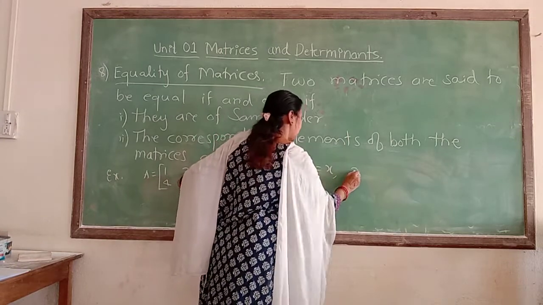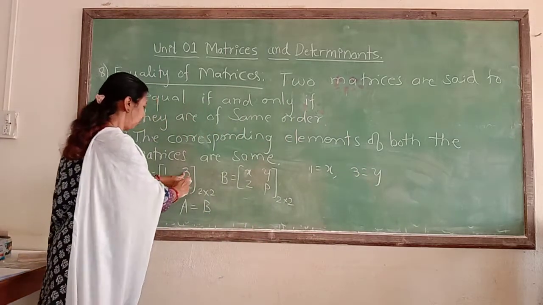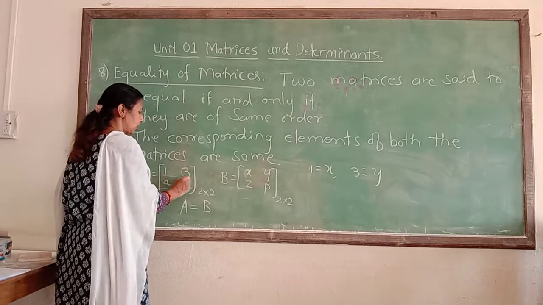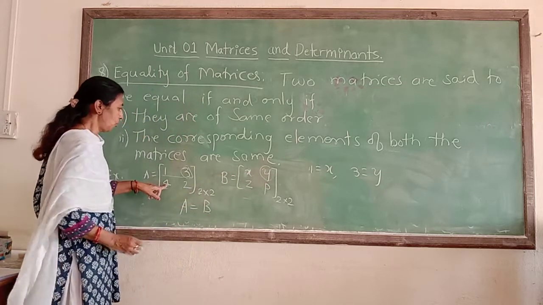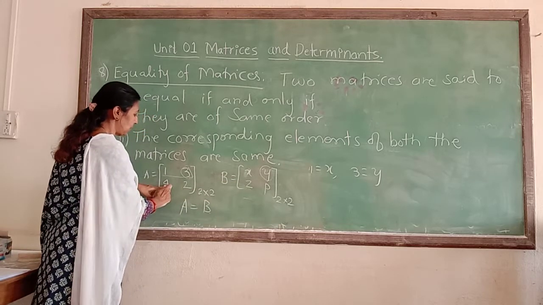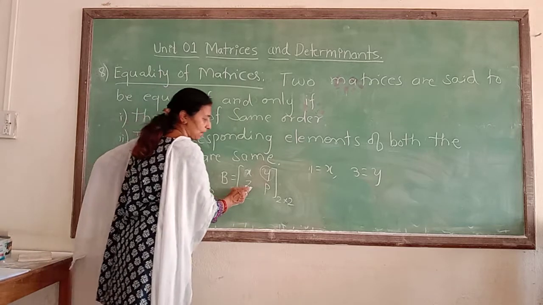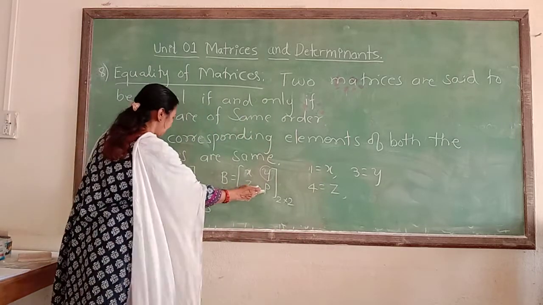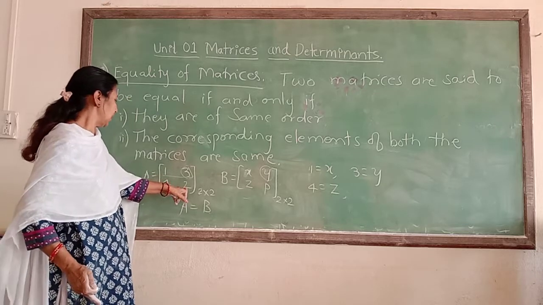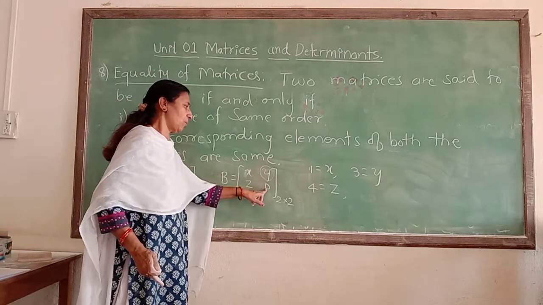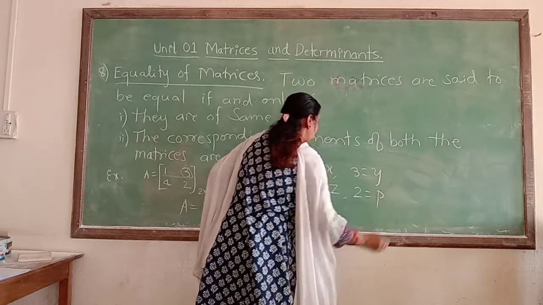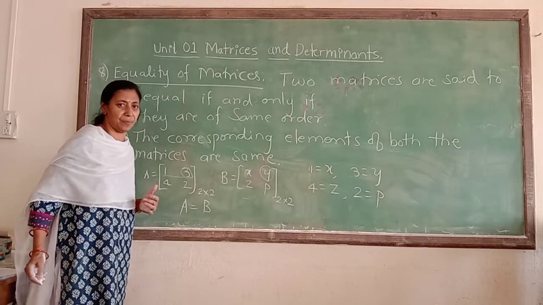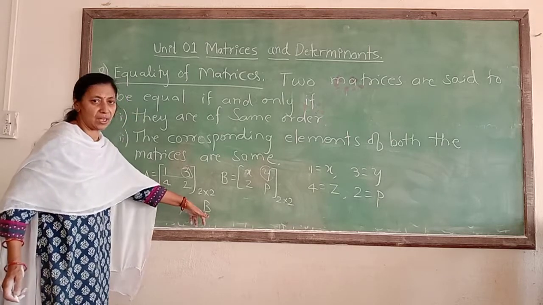Similarly, the first element of the second row of this matrix and the first element of the second row of the other matrix should be the same. That is, 4 should be equal to Z. And the second element of the second row, they should be the same. 2 should be equal to P. If this happens, the corresponding elements of both matrices are the same, and then we say both matrices A and B are equal.